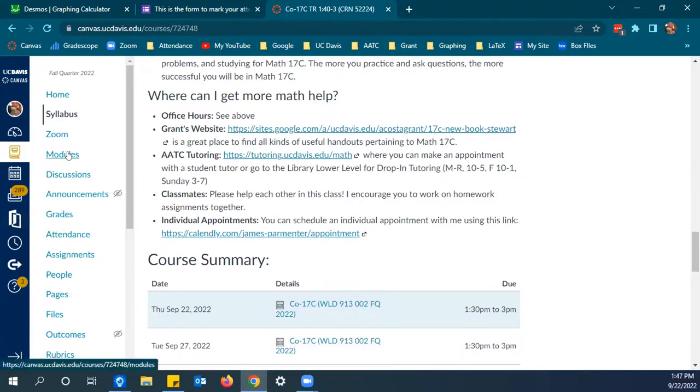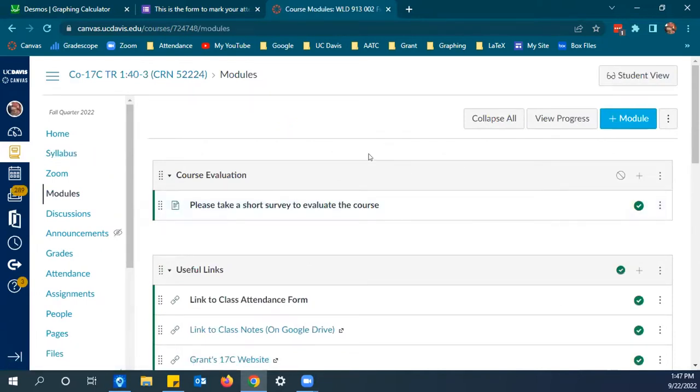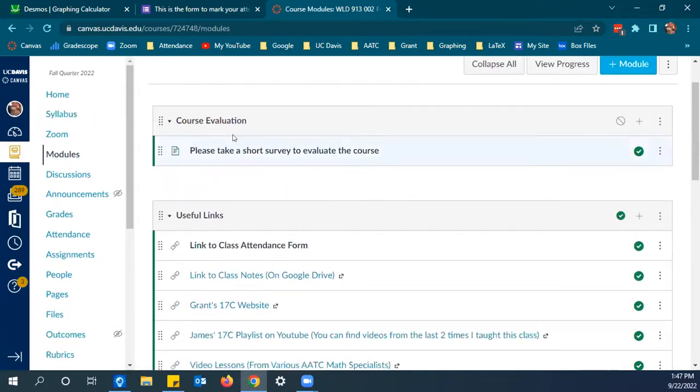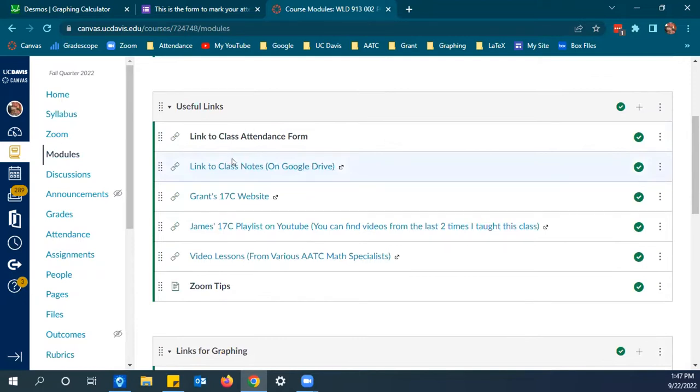And then where else should we look here? We should look at the modules. So that'll show up later at the end of the class. Useful links, top link to the attendance form, fill it out every time you come to class. And then there's the links to the class notes. I'll also probably post them in Canvas, but they'll be on my Google Drive as well.